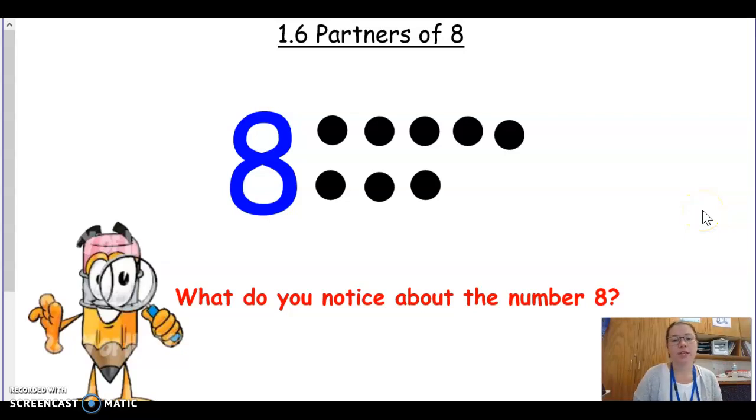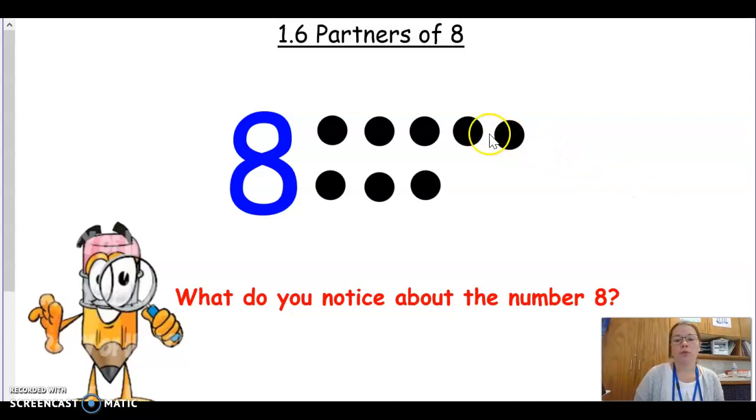Hi first graders, today we're doing lesson 1.6. We're focusing on the partners of 8, which means we will be adding and subtracting within 8, as well as reviewing some of the things we've already learned. So the first thing, we want to just look at the number 8. What do you notice?